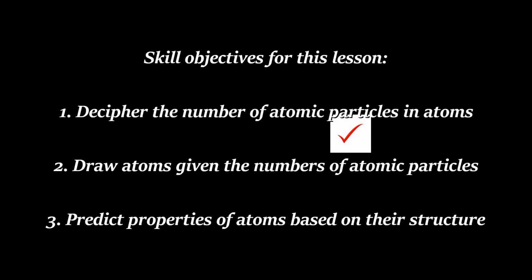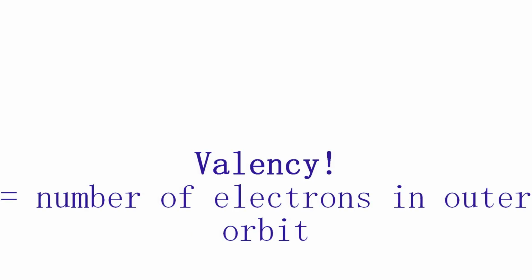So, we can now draw atoms given the number of atomic particles. Just remember to put neutrons and protons in the nucleus and electrons in the shells, filling the first inside shells first. The number of valence electrons is described as the valency.